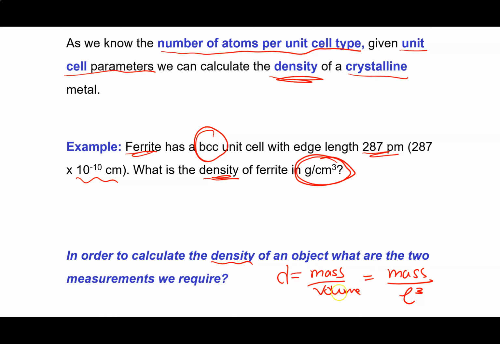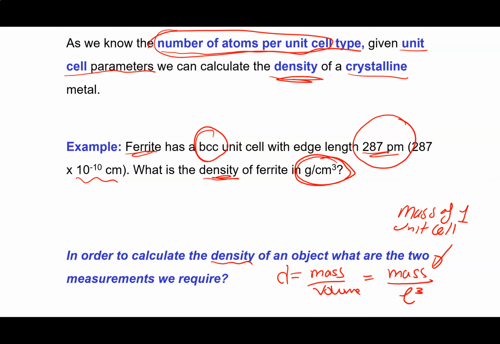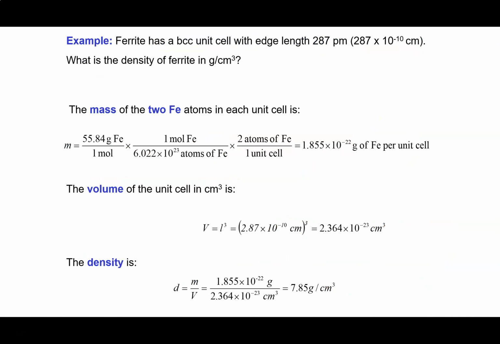The volume of one unit cell is just equal to the edge length cubed, so we can get that pretty quickly. The question is how are we going to get the mass of one unit cell? Well, it's not too bad because we know the number of atoms in a body-centered cubic unit cell. Because it's body-centered cubic, there are 2 atoms. What is the mass of 2 atoms of iron? If we can calculate that, then getting this density is going to be pretty simple.